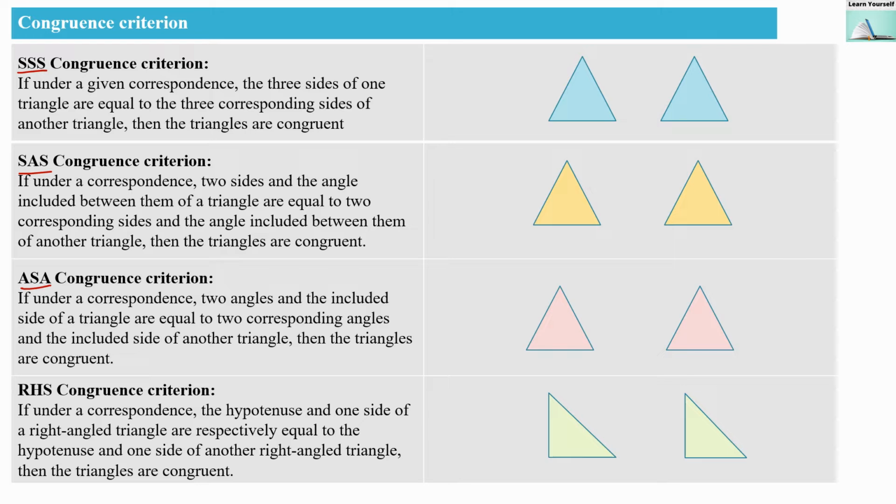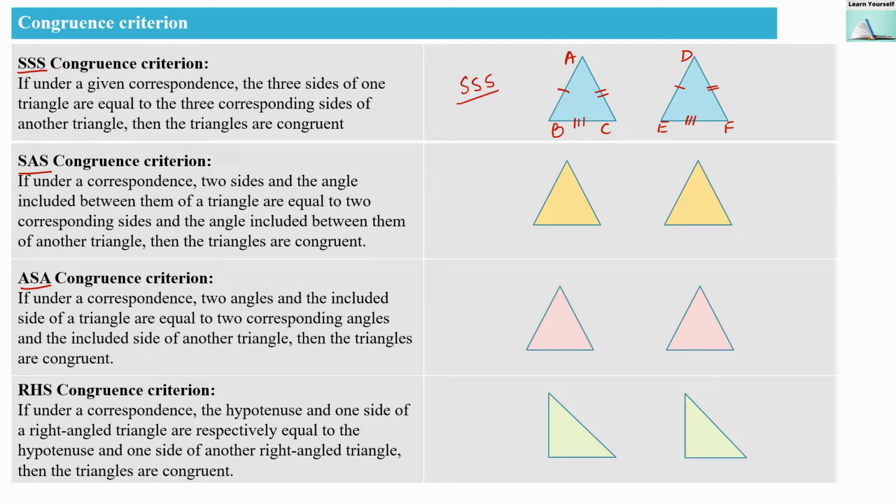The SSS criteria suggests that when there are two triangles named ABC and DEF, and three sides of one triangle are equal in measure to the three corresponding sides of the other triangle, so these two sides and these two sides are equal in both triangles, then they are following the side congruence criteria, and they are congruent with each other.